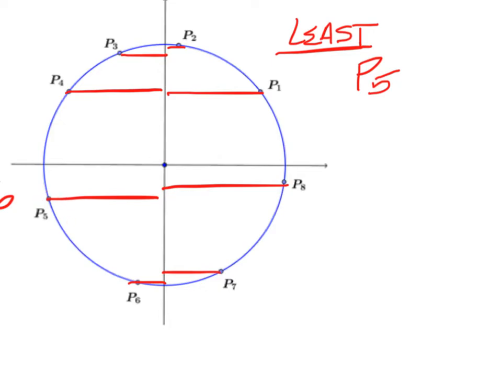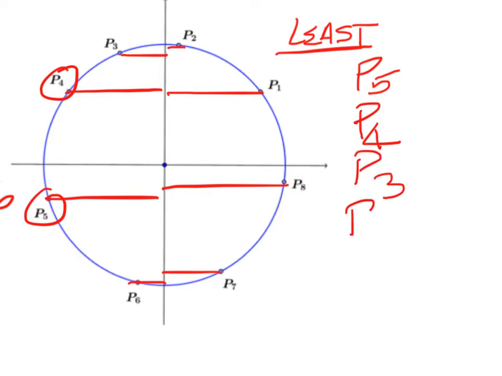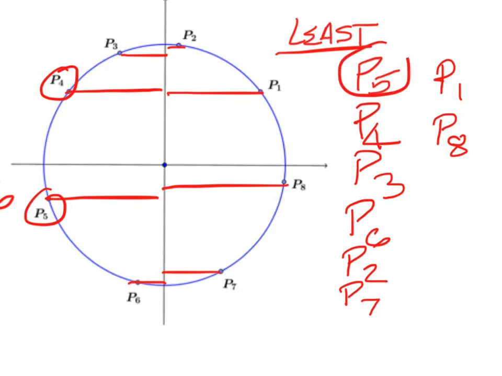P4. So we've done 5 and 4. So there's P4. What is the next one? P3. The next one? P6. The next one? P2. P7. P1. And P8. With P5 being the smallest and P8 being the greatest.